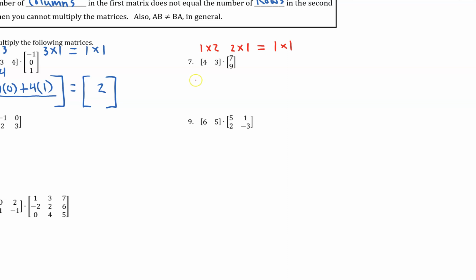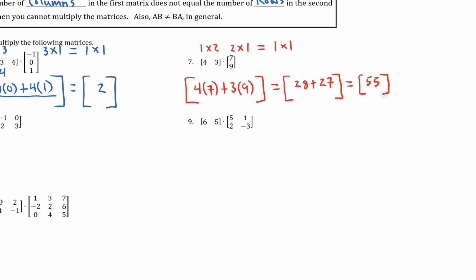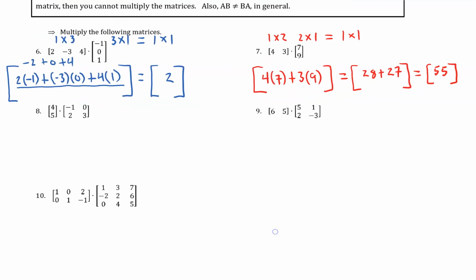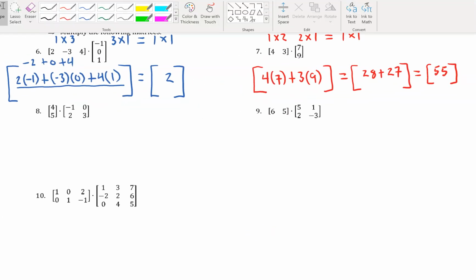So here we go. It's going to say the following: 4 times 7 plus 3 times 9. That's what's going to happen in here. We have one entry. That gives you 28 plus 27, which gives you a matrice of 55. And that would be the answer. So hopefully this is making some sense.